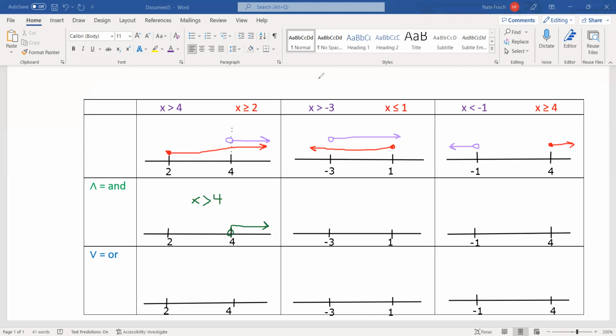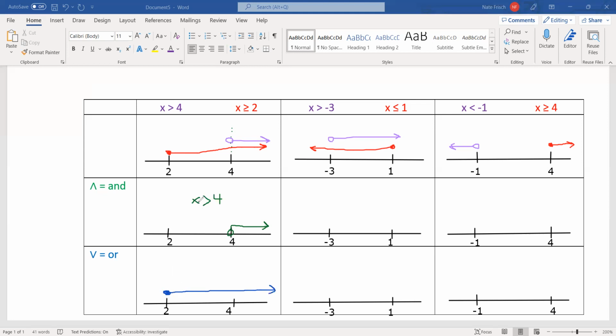Now for the other one, for a disjunction, as long as either one of them has it, I'm going to include it. So I'm going to look back up to the top. This one has all values greater than 4. This one has all values that are equal to or greater than 2. As long as either one of them has it, I'm going to include it. So this one starts at 2, which is the one that goes further to the left. And then they both go to the right. So the disjunction, as long as either of them has it, that's what I put down.